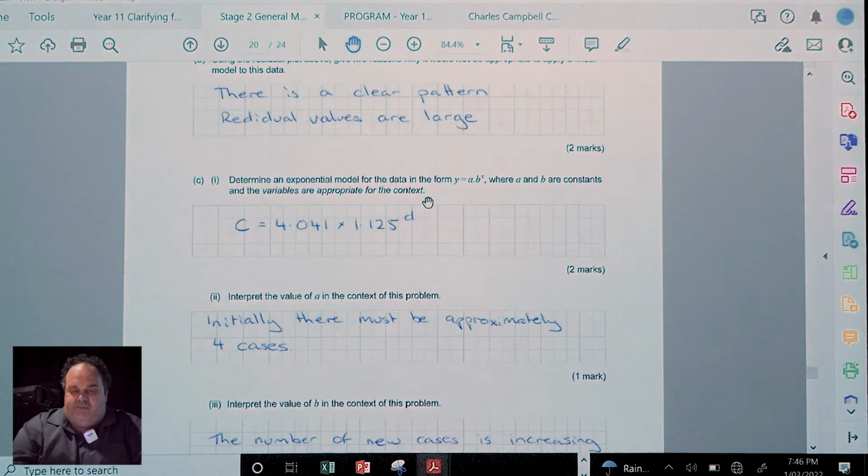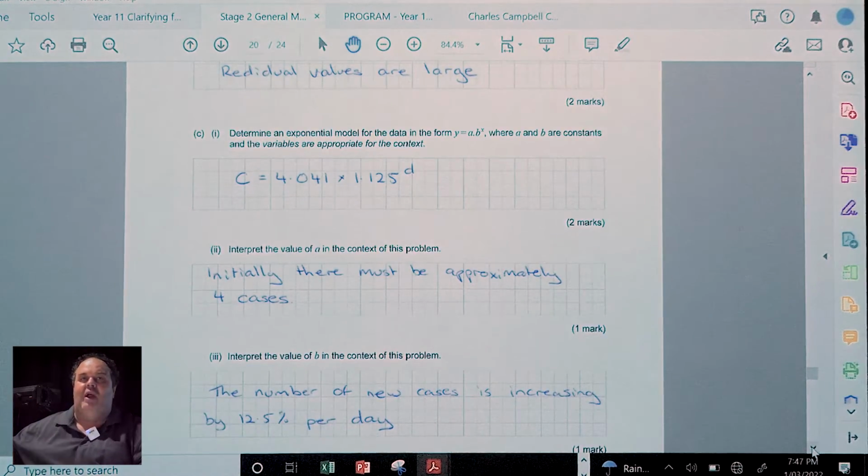Part C, determine an exponential model for the data. A and B are constants, and the variables are appropriate for the context. So they've told us to use the context, therefore we need C equals 4. Now I've gone to 3 decimal places. If the students went to 1 decimal place, it's not ideal, but it'd be okay. But if they only went to whole numbers, it wouldn't be, because I'm going to have 1 to the power of D, which is just 1, which isn't going to give me an exponential model. They probably wouldn't think of that, but that's why the more rounding you do with these, the more extreme the values get as we go, because it is an exponential model.